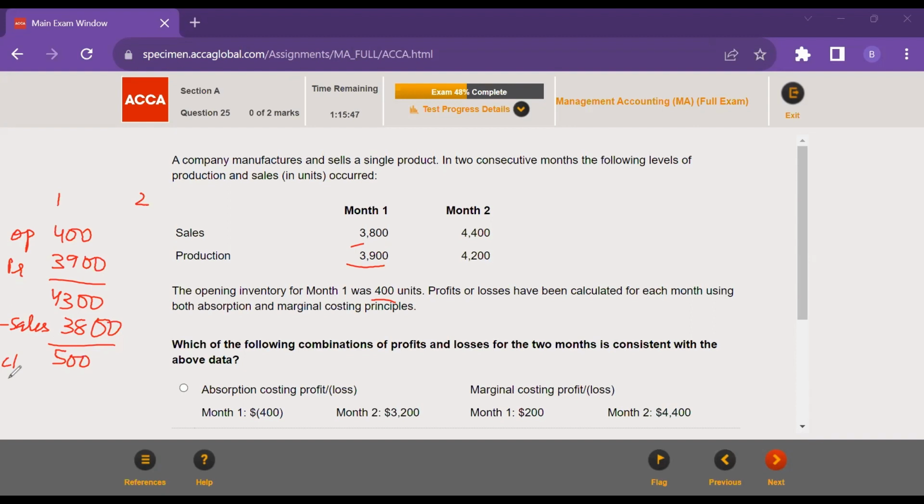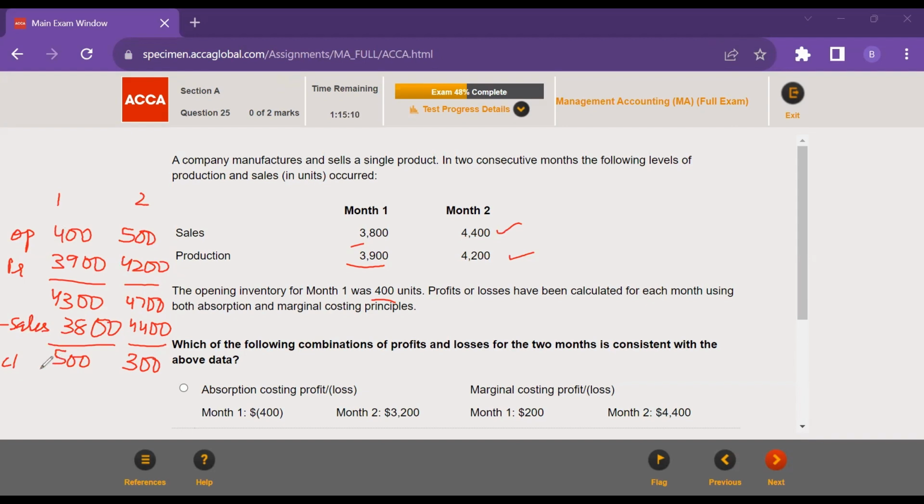Similarly, I will carry out this calculation for month 2. This month's closing is the next month's opening, so 500, and then my production is 4,200. Adding 4,200 to this, I will have my total as 4,700, and then I can subtract my sales. My sales are given as 4,400, so minus 4,400, and this will give me my closing inventory as 300.